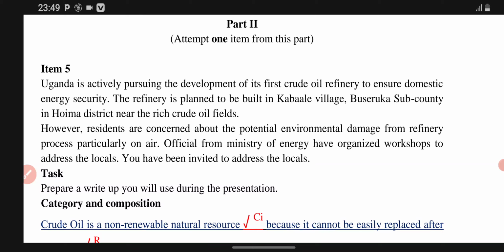Remember I told you some time back that chemistry section B has 2 parts. Part 1, which has item 3 and item 4, and part 2, which has item 5 and item 6. Please, our dear learners, I beg you to read both items carefully, then choose the one which is most appropriate for you, or the one which you can score highly.